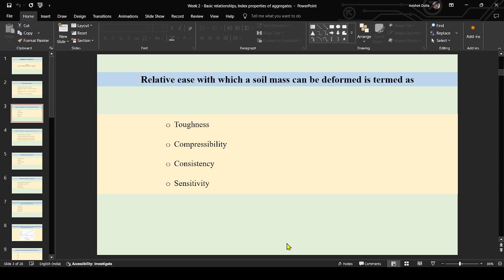Relative ease with which a soil mass can be deformed is termed as. Your options are toughness, compressibility, consistency, or sensitivity.